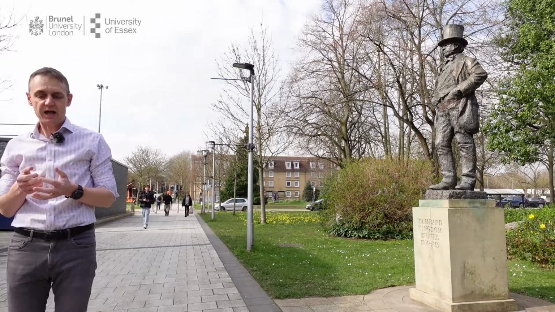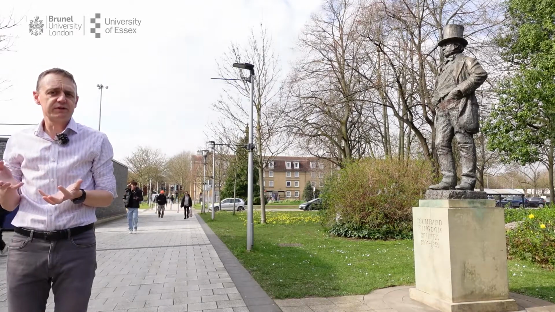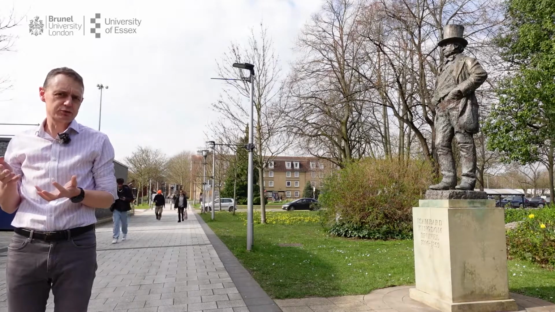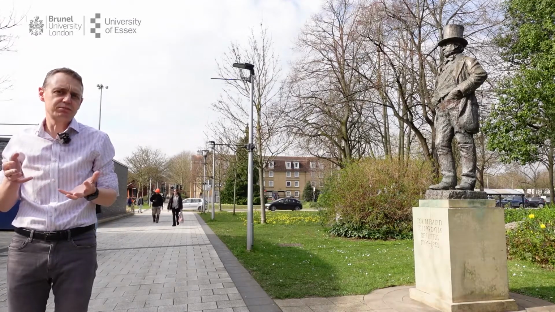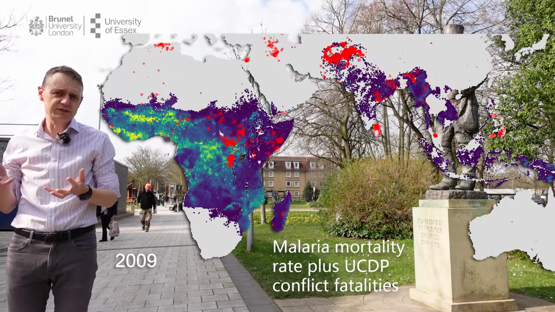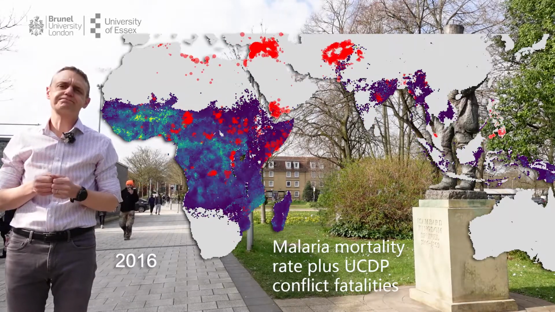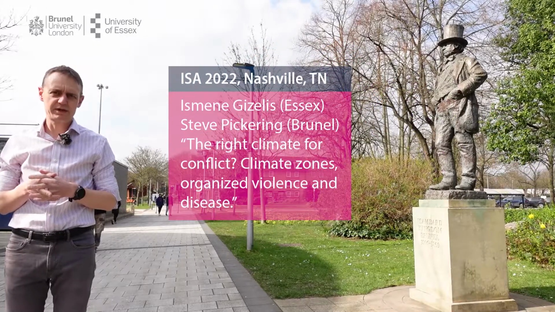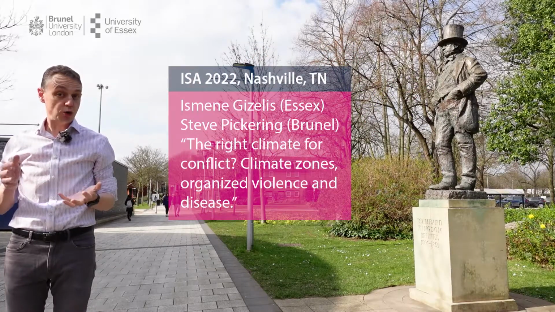So, there are doubtless lots of other variables that we could add as controls, but these are our starting point from which we can start looking at interactions, such as between conflict and malaria. Okay, so those are our data. On with the analysis.